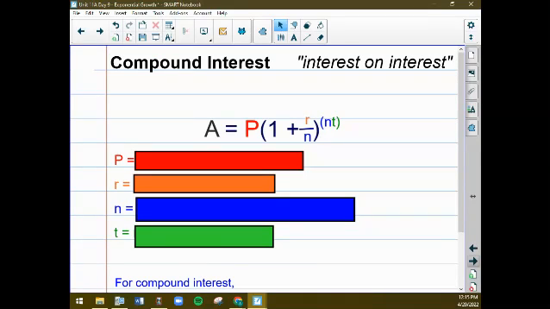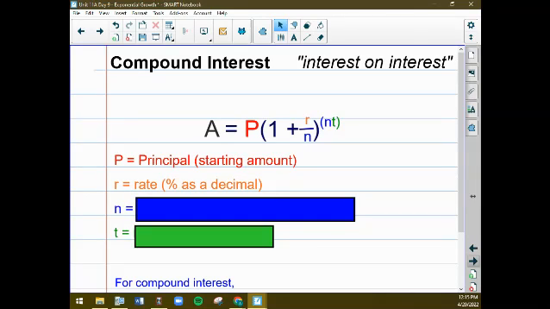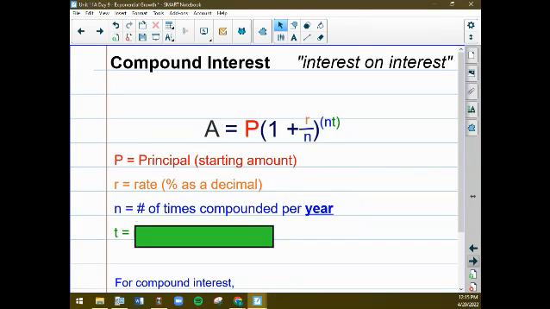Okay, so the compound interest formula is as such. A equals P, which stands for the principal or the starting amount, times parenthesis 1 plus r, which is the rate as a decimal, over n, which represents the number of times it's compounded per year. And then t represents the number of years. So if I want to know over 5 years, things like that.